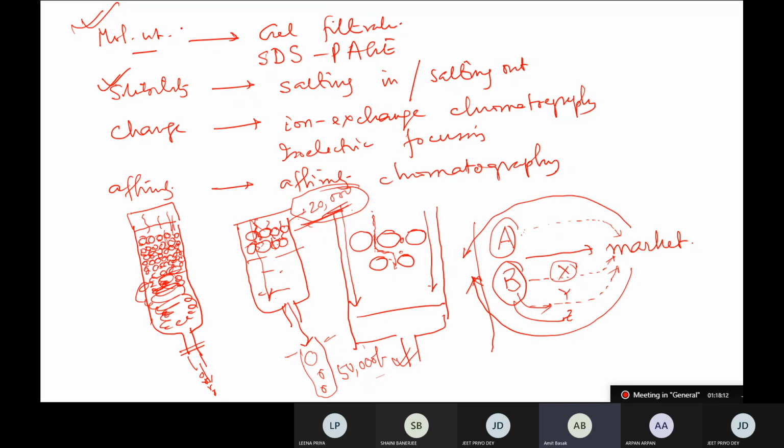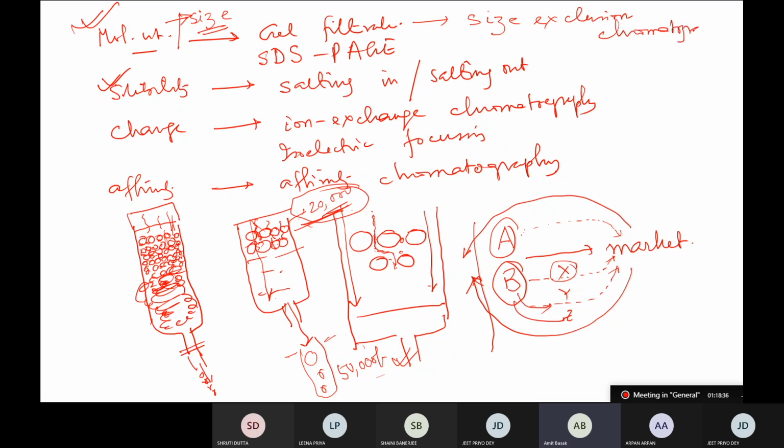But all the time I was also talking about the size, because molecular weight is also reflective of the size of the molecule. So gel filtration is also called, another name is there, you can look it up on the internet, size exclusion chromatography. Size exclusion chromatography.